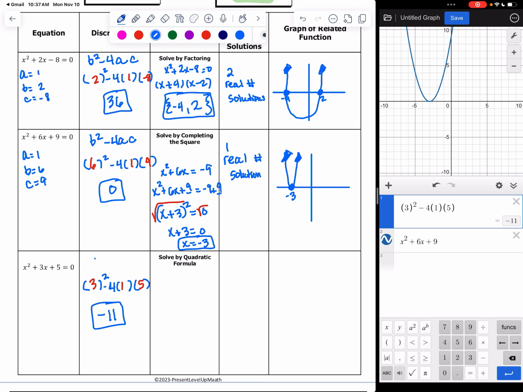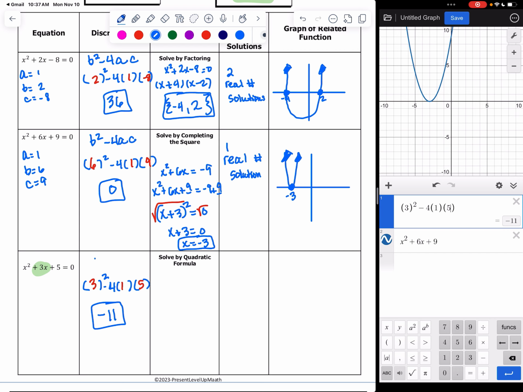All right, when our discriminant is negative, that means we're going to have to use either the quadratic formula or completing the square. In this problem, I would not use completing the square because that middle term is an odd number. I would definitely use the quadratic formula on this problem. So the nice thing about using the quadratic formula is you already know what number goes under the square root.